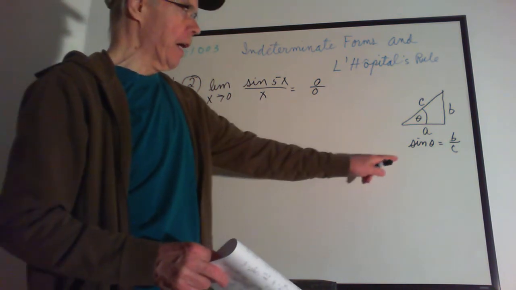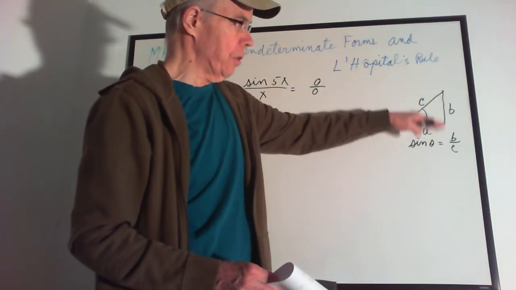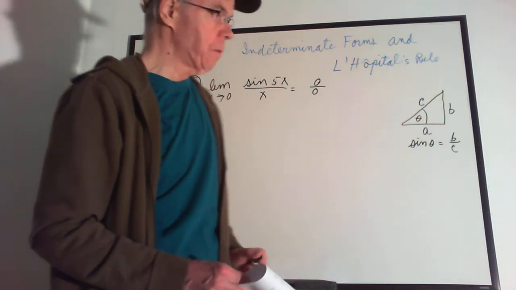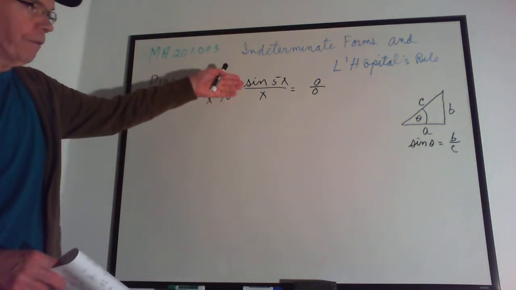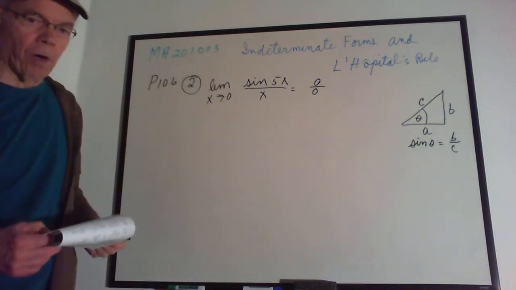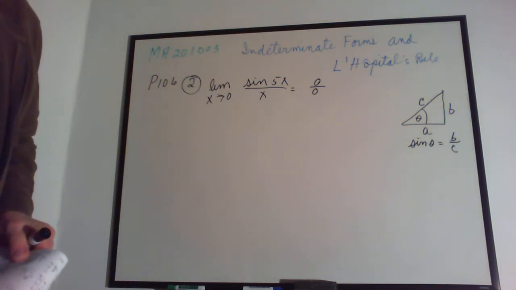If you remember, the sine of theta is going to be equal to b over c. As theta goes to 0, b goes to 0, which is why this is going to be 0. So now I want you to take the derivative of the numerator and the derivative of the denominator. Go ahead and do that. Pause the video.